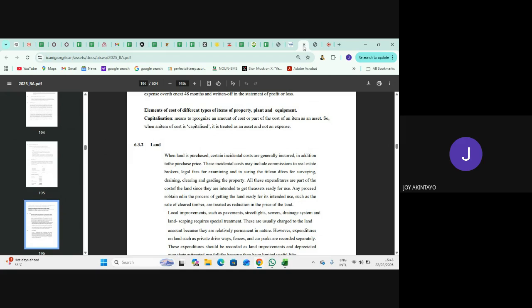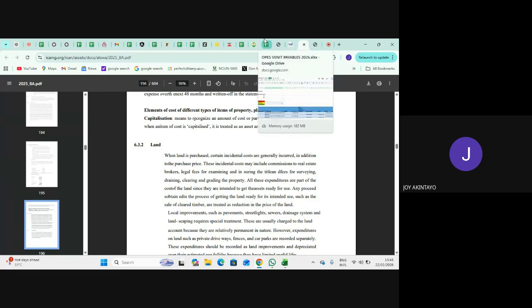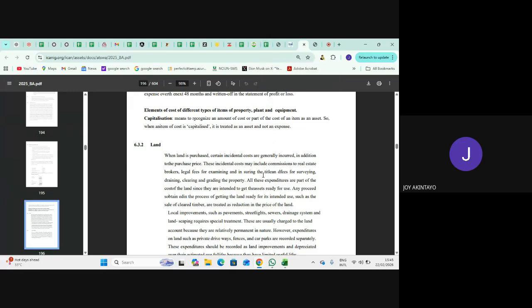Then you also need to consider other incidental costs. Incidental costs of the purchase of the land include commission to real estate brokers, the real estate brokers that assist you in getting the assets. That's the agent.